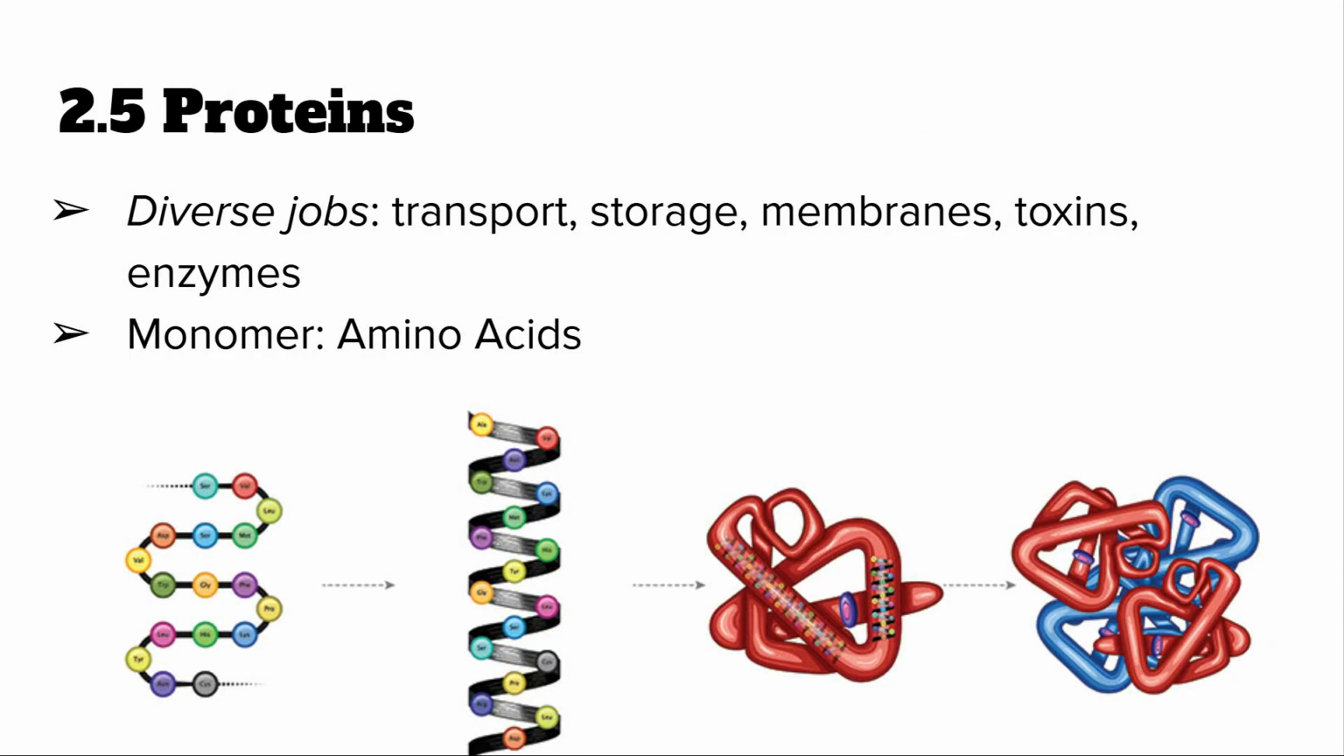Proteins are what we're going to talk about a lot next unit. They have diverse jobs. They do a whole bunch of different things. Sometimes we just call them enzymes. Their monomer is amino acids. We're going to talk more about those next unit too. How we go from amino acids into proteins is a very important thing for how our bodies and how organisms as a whole get traits from their DNA.